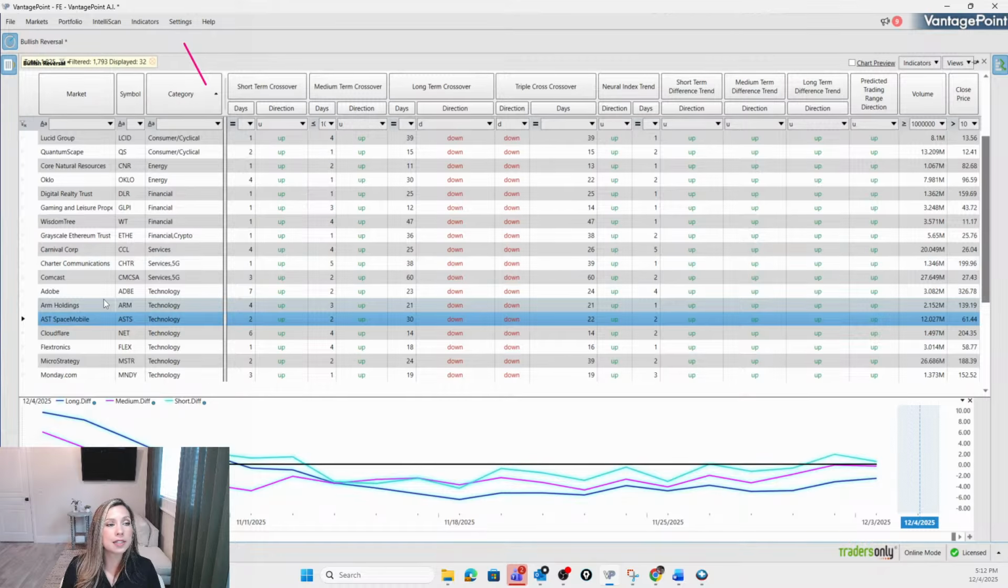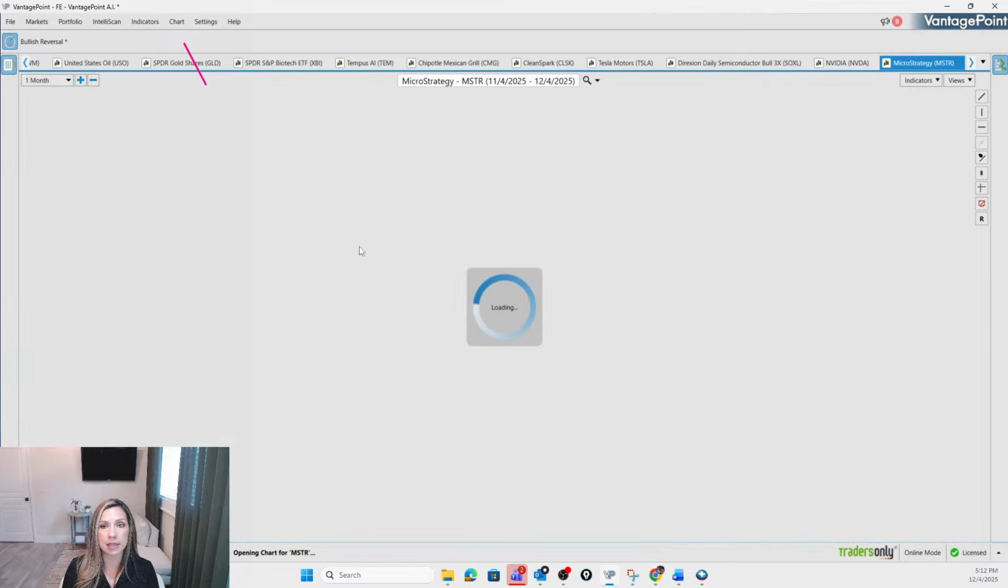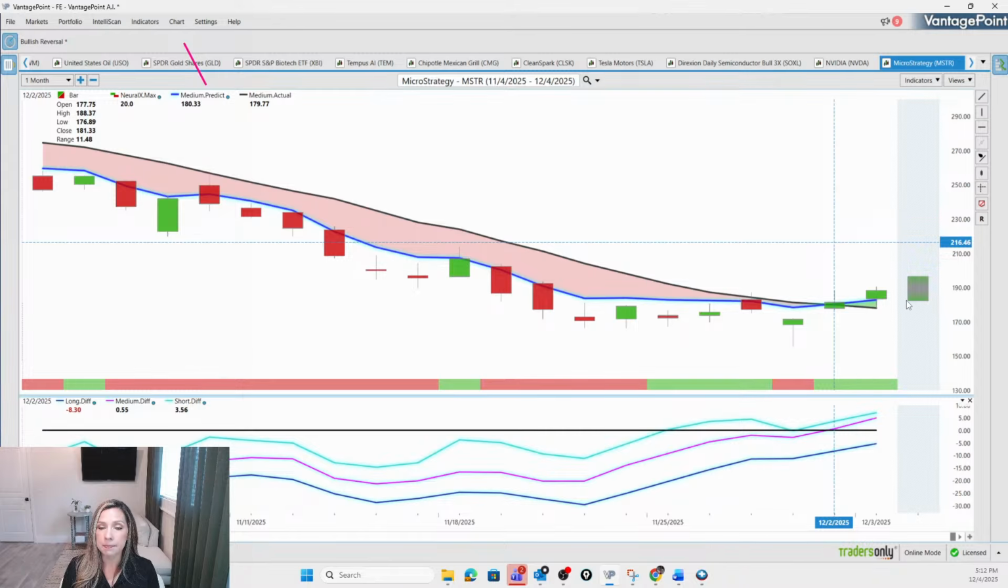Now, just because it comes up in the scan doesn't mean that you're not going to look at the chart. So what you can do from here is just go ahead and open those up. So we could look at MicroStrategies. We could look at Adobe. We'll just go ahead and open some of these up here so you guys can see a nice fresh crossover on MicroStrategies here. All right, do we have that bullish confirmation on the neural index, bullish confirmation on those predictive differences? Absolutely, moving on up through.